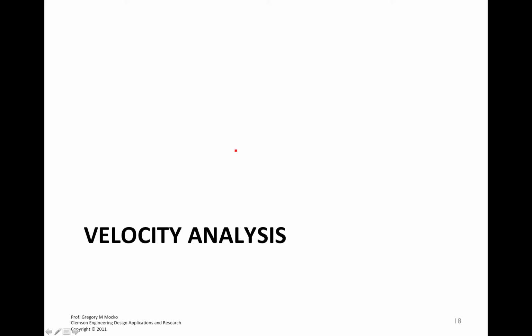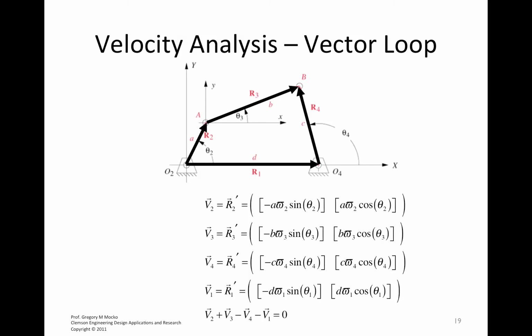I'll cover velocity analysis, which is an extension of the motion analysis discussed last time. Similar to the motion analysis, we need to define the vector loop equation and the nomenclature for a 4-bar mechanism. So as you see in this top image here, we've got the 4 bars. We've got link 1, link 2, link 3, and link 4.